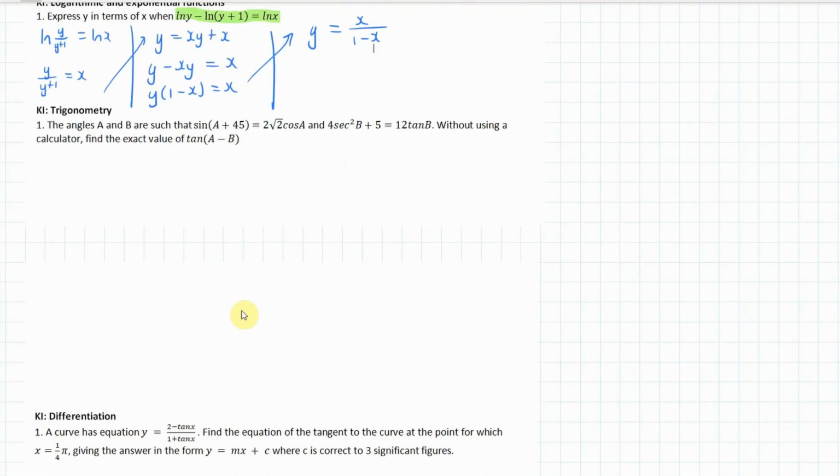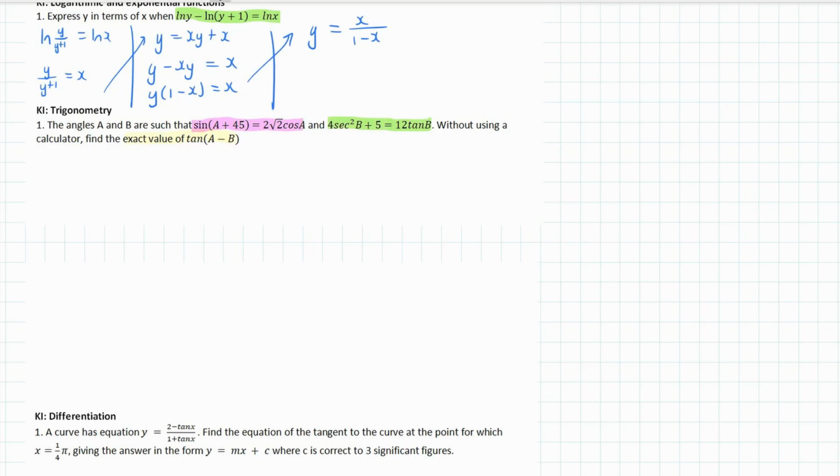The next one, oh dear, what have we got here? The angles A and B are such that sine of A plus 45 equals 2 square root 2 cosine A, and then we got 4 sec squared B plus 5 equals 10B. Without using a calculator, find the exact value of this. Oh, wow. This sounds like a pain in the neck. Okay, let's do this. Let's do this pink one first.